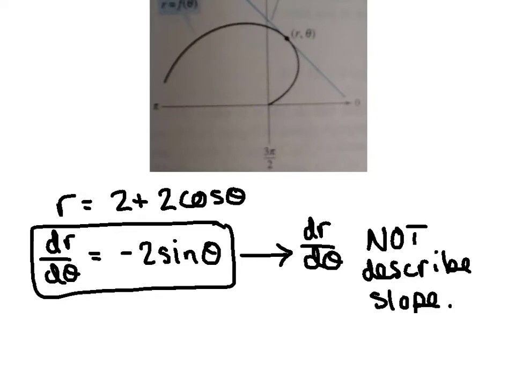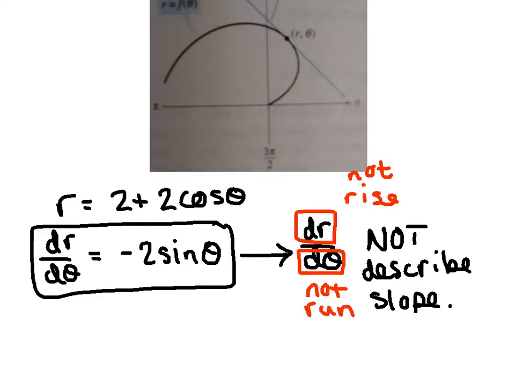I want you to analyze this here. It's the change in r over the change in theta. The change in r does not describe or measure rise, and d theta does not describe the run. So a polar derivative with respect to its independent variable doesn't do us any good when it comes to slope.